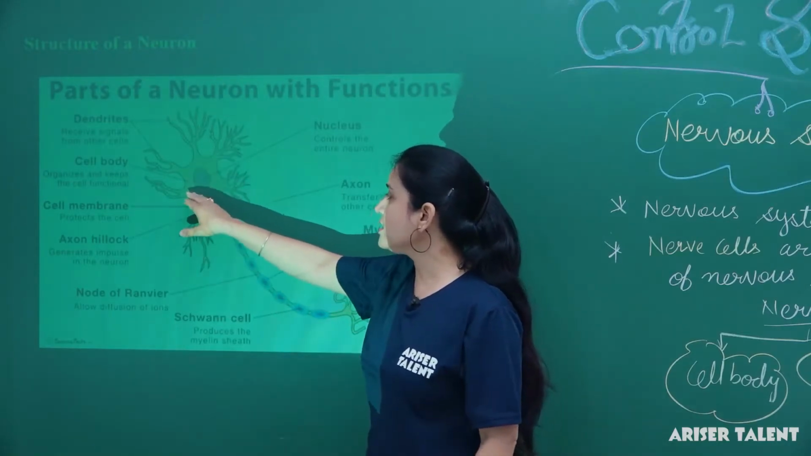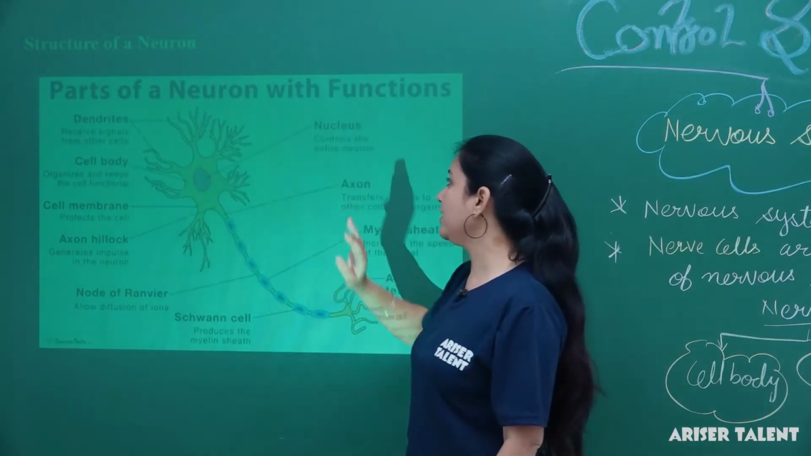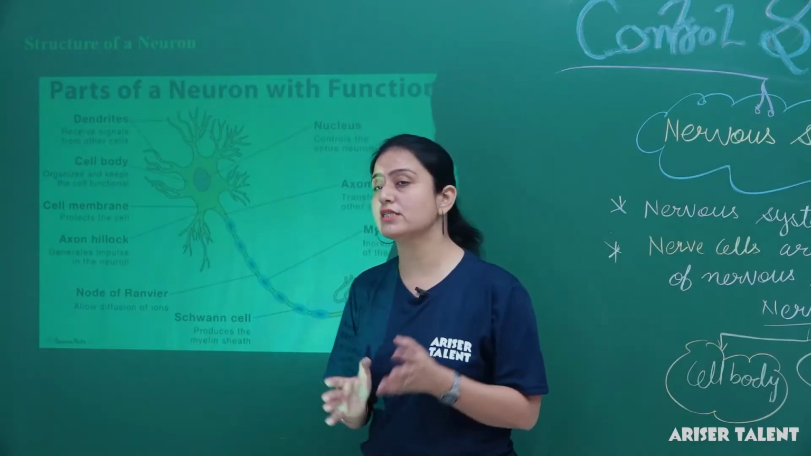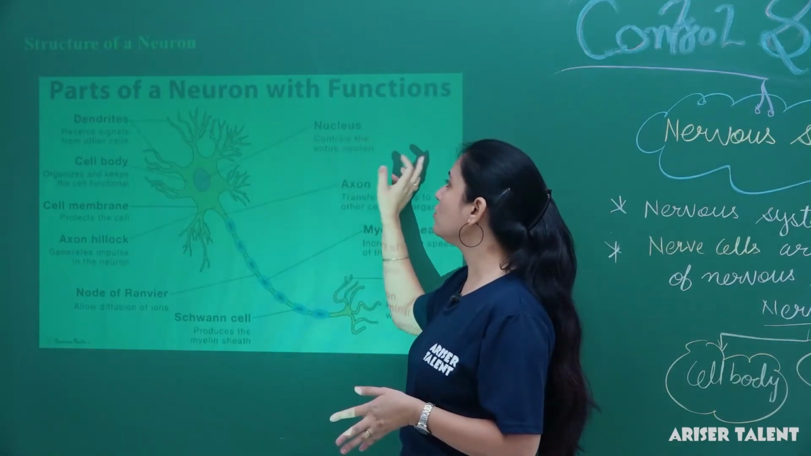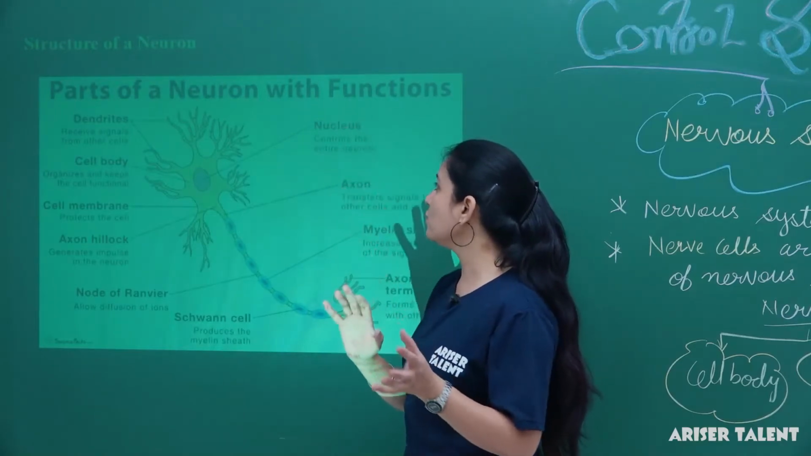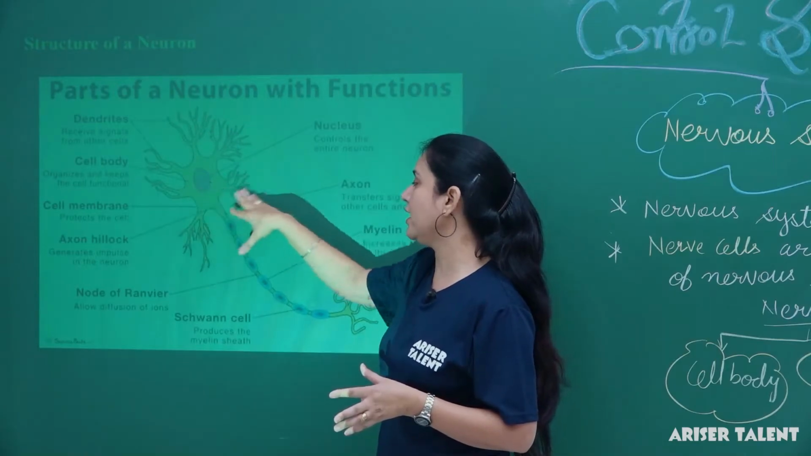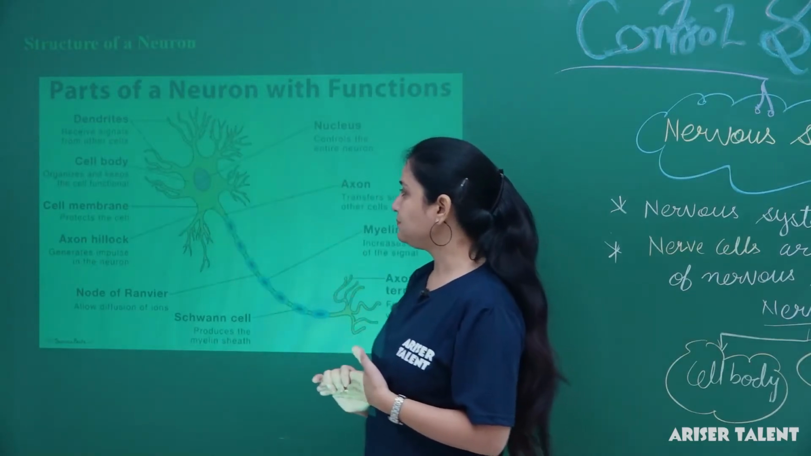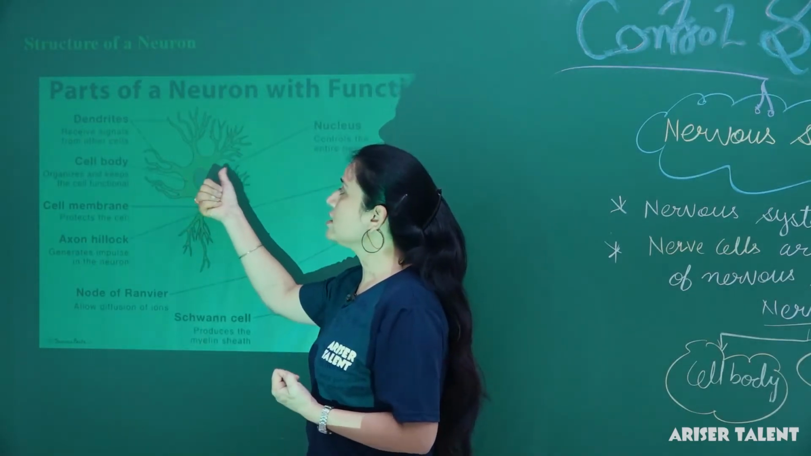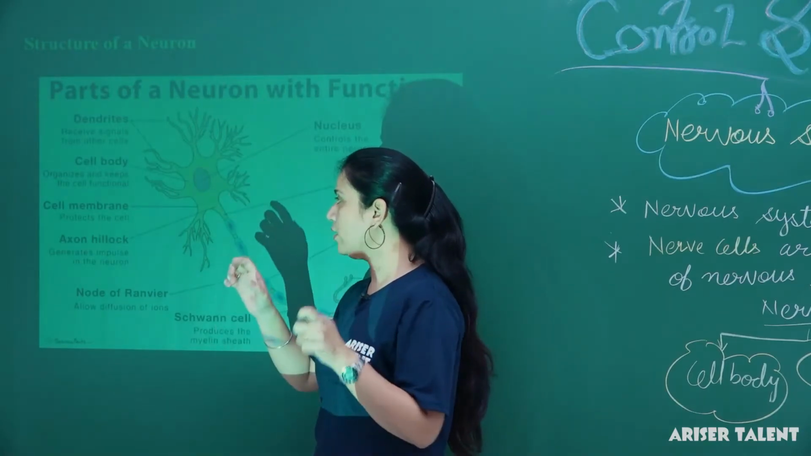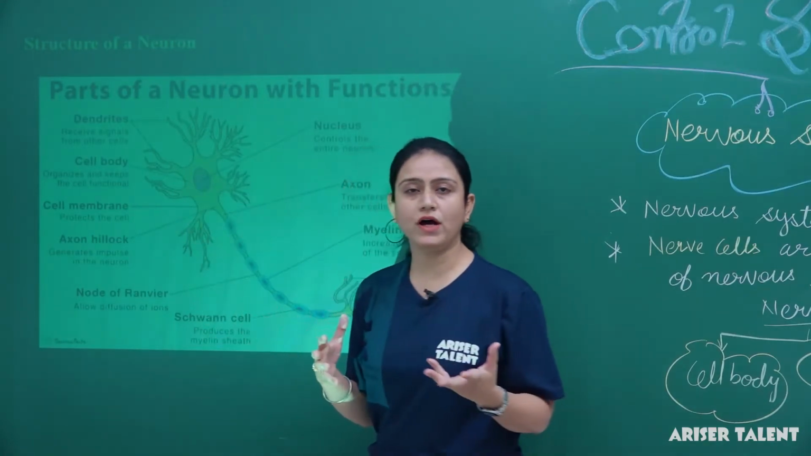Then in the center, it has a big nucleus. What is the function of this nucleus? This nucleus controls the entire neuron. Okay. Now, what is the function of this cell body? It organizes and keeps the cell functional. Fine.